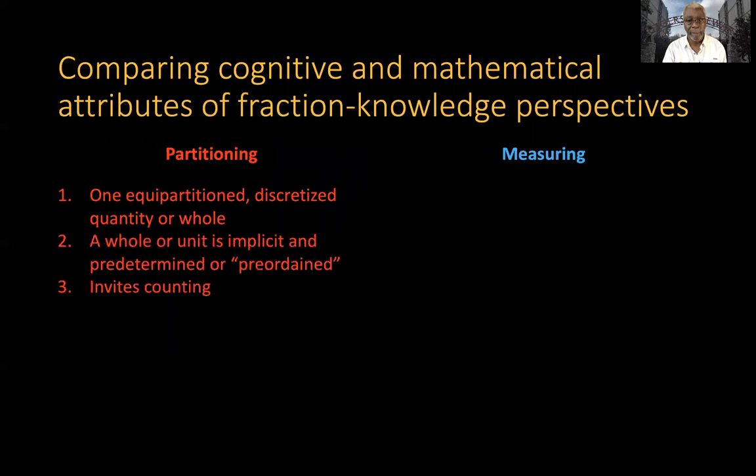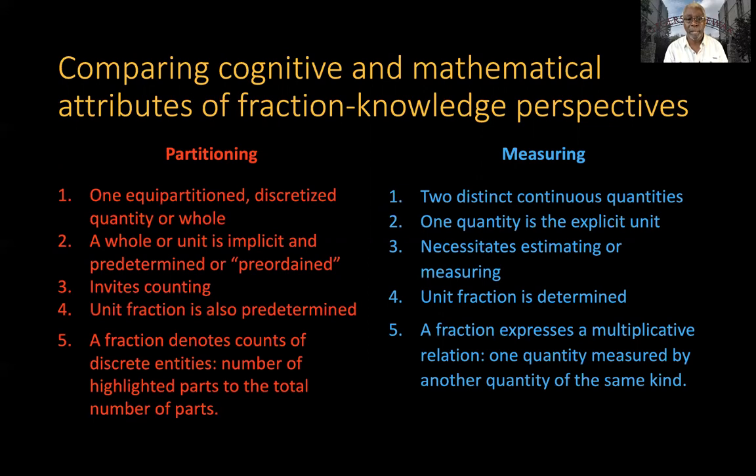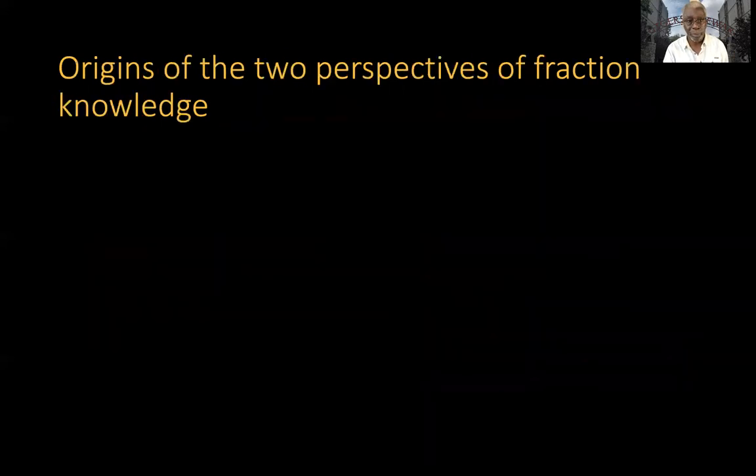Comparing these perspectives, we see that in the measuring perspective, we always have two distinct quantities, and there are decisions that have to be made in terms of which of the two quantities is the unit of measure. Whereas in a partitioning perspective, the whole is given, and it's already subdivided so that the unit fraction is also determined. So the partitioning perspective, things are given. The measuring perspective, one has to make decisions.